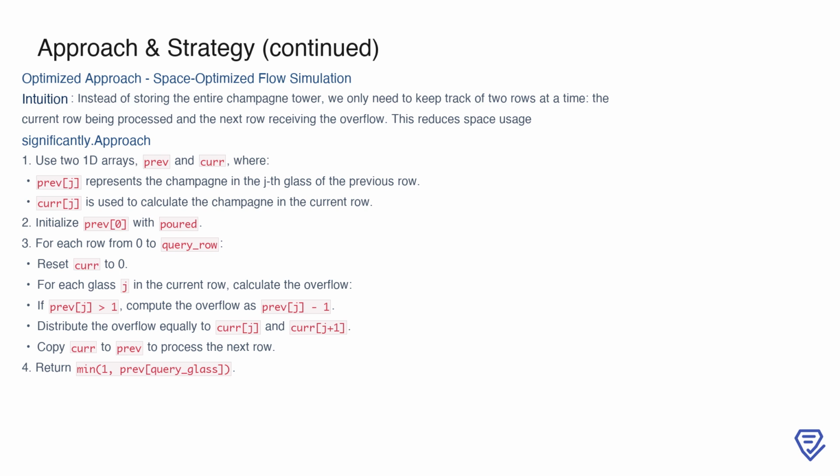This overflow is then distributed equally to the corresponding glasses in the current row. Once the computations for the current row are complete, it becomes the new previous row for the next iteration. This way, we reuse memory efficiently and avoid storing unnecessary data. When we reach the target row, the champagne in the queried glass is returned, ensuring that we only use memory proportional to the number of glasses in a single row.